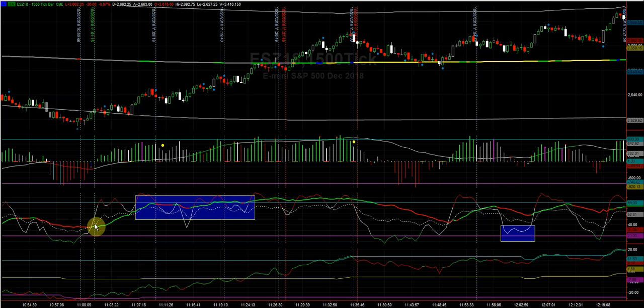Now, again, I'm not going over every aspect of every indicator. I'm just showing you where the setups occur, and then a little bit on how you would manage the trade once you're in the setup. So you're going to the long side over here.